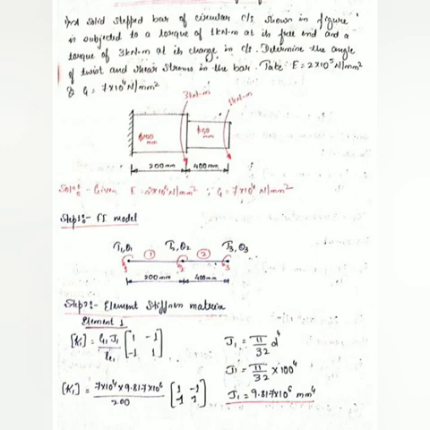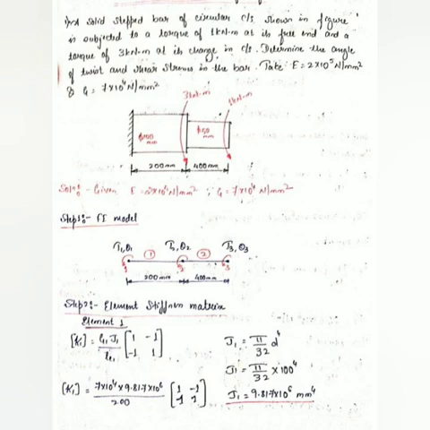A solid stepped bar of circular cross-section shown in the figure is subjected to a torque of 1 kilonewton meter at its free end and a torque of 3 kilonewton meter at its change in cross-section. Determine the angle of twist and shear stresses in the bar. Angle of twist means theta, which we need to find at the respective elements.